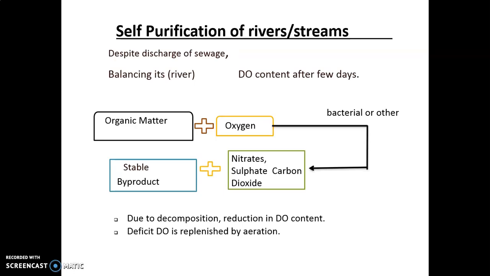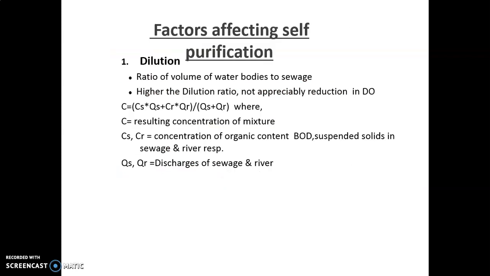The next topic is self-purification of river and stream. After discharge of sewage, the river's DO content balances after 5 days. Organic matter plus oxygen gives nitrogen, sulfate, carbon dioxide and stable byproducts, with bacterial or other byproducts. Due to decomposition there is a reduction in DO content, and the deficient DO is replenished by aeration. There are almost seven factors affecting self-purification.